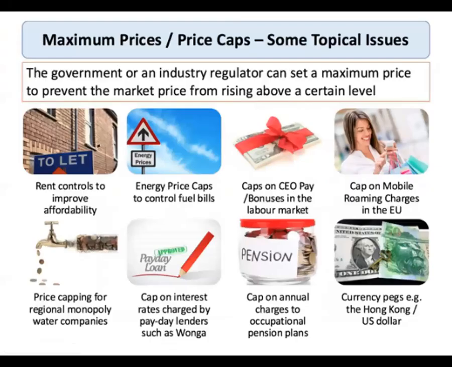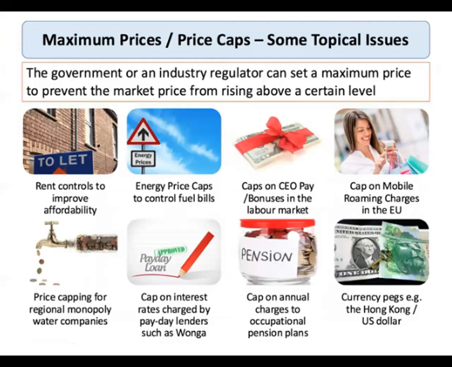So just to give you some examples of where a maximum price may take place. The government or an industry regulator can set a maximum price to prevent the market price from rising above a certain level. So rent controls to improve affordability. Remember that housing is a need. Housing is shelter. We need to be able to live in a house of some sort in order to live a full and healthy life.